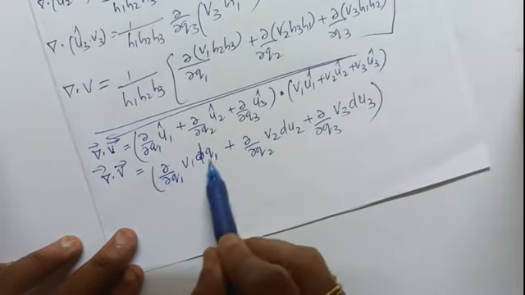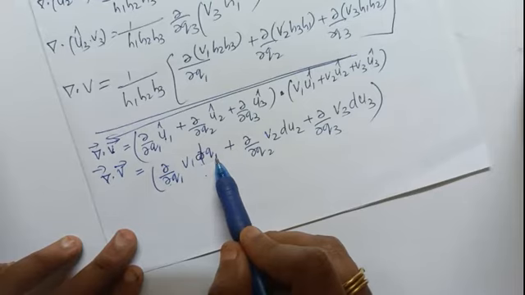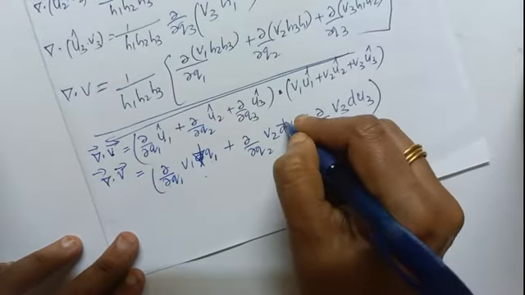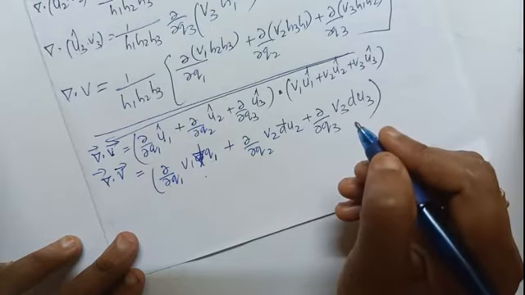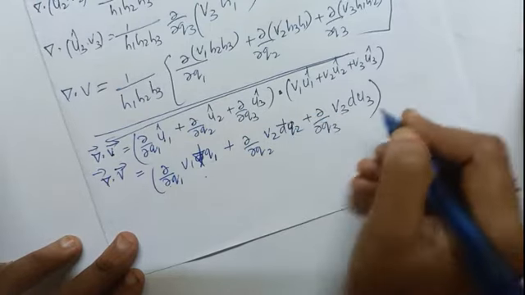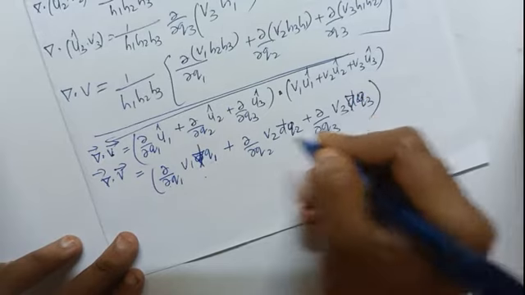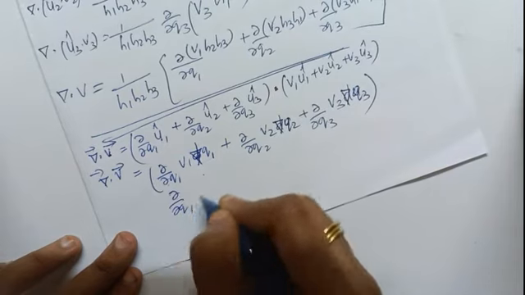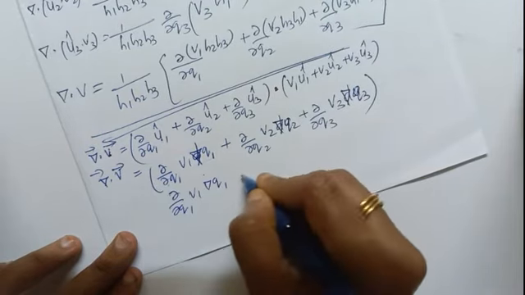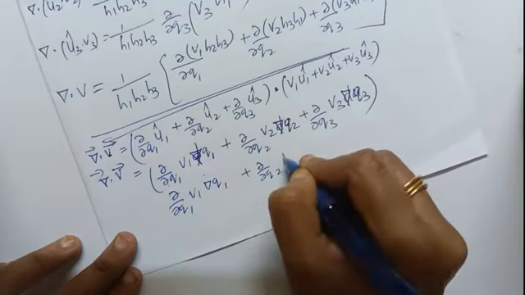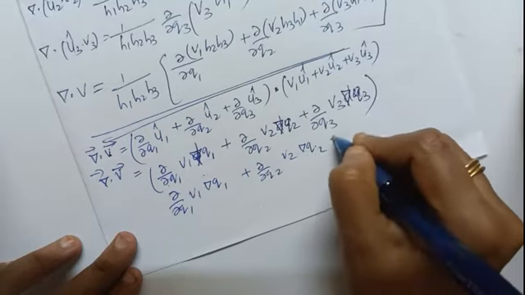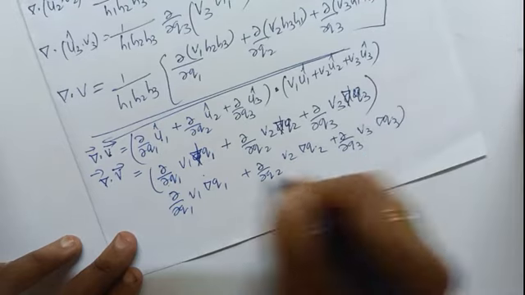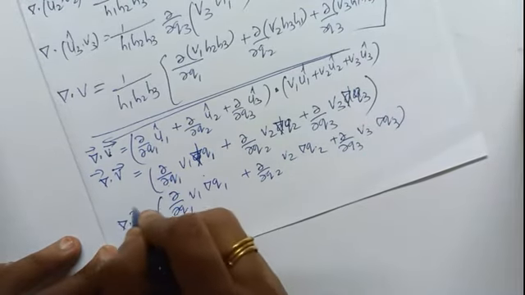We know the change is very small, so instead of dq1 we can replace it by del. Sorry, this is not q3. So we replace by del: ∂/∂q1 V1 δq1 plus ∂/∂q2 V2 δq2 plus ∂/∂q3 V3 δq3. This is our del dot V.